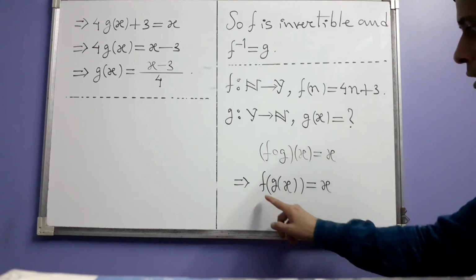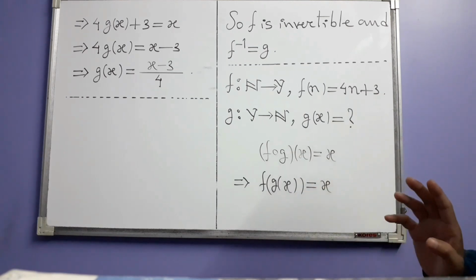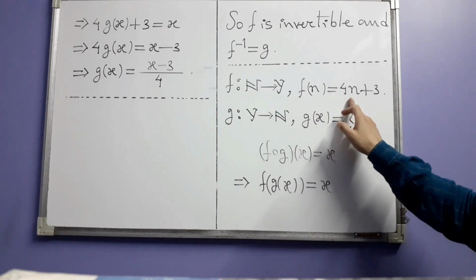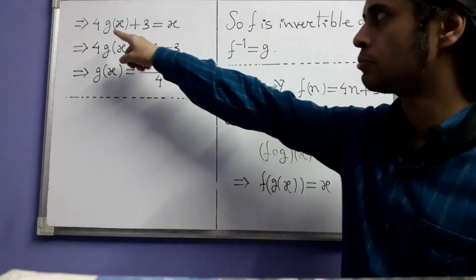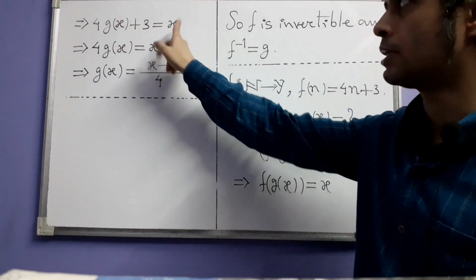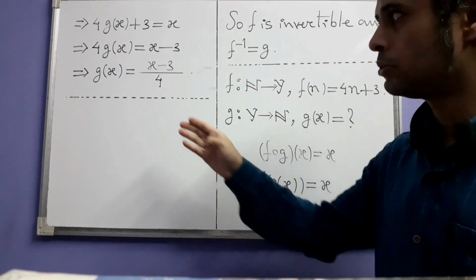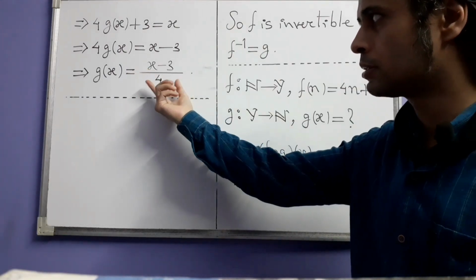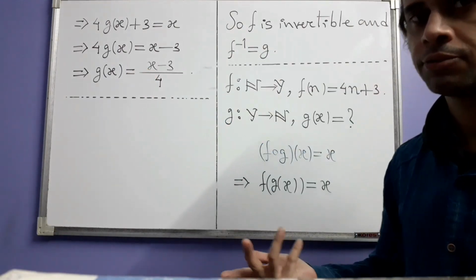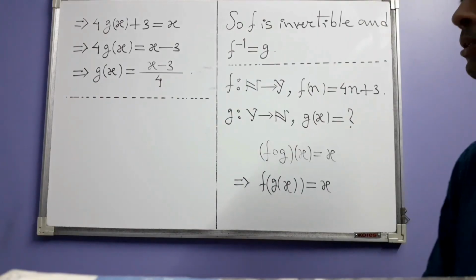So that means what? f of g of x should be equal to x, but you know what f is, so this becomes 4 times g of x plus 3. That should be equal to x, from which if you solve for g of x, this is what you get, and that's how I figured out what g should be.